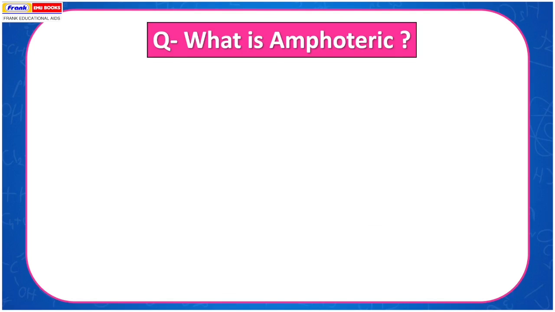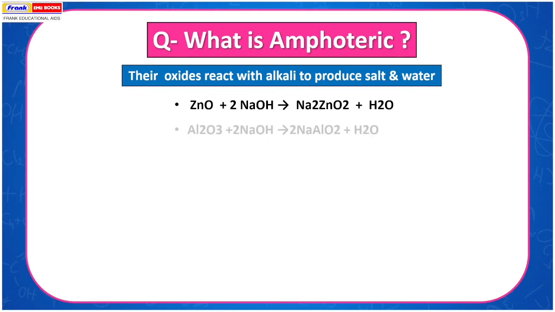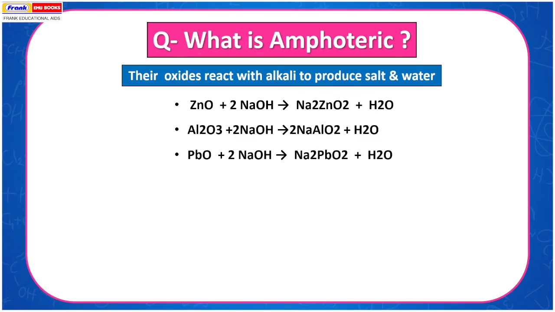Their oxides react with alkali to produce salt and water. ZnO reacts with NaOH to produce Na2ZnO2 and water. Al2O3 reacts with NaOH to produce NaAlO2 and water. PbO reacts with NaOH to produce Na2PbO2 and water.